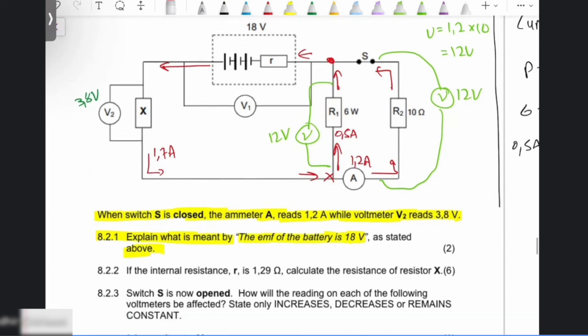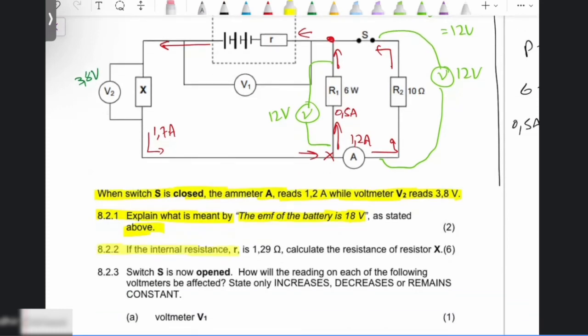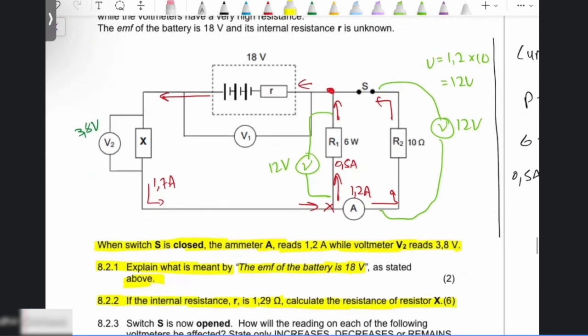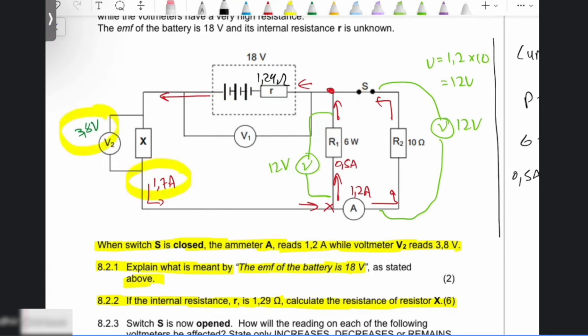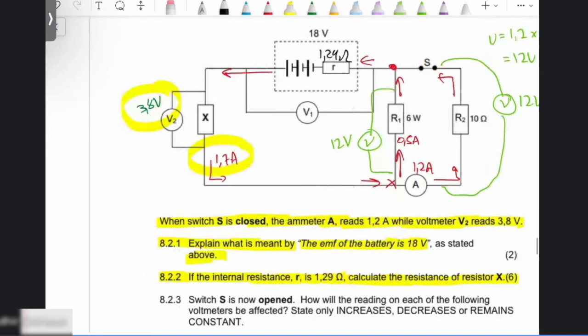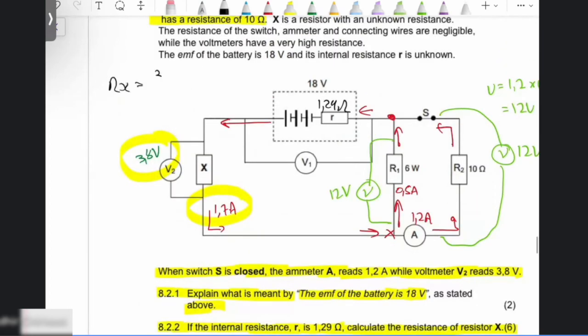Okay. So here it says, if the internal resistance r is 1.29, calculate the resistance of resistor X. Okay, so this is 1.29 ohms, and they want us to calculate the resistance of resistor X. We didn't even need that. Honestly, we did not even need that. All we had to do is, now we already know that the current is 1.7, the voltage is 3.8. Easy stuff for us. So now we're going to say that resistor X is just going to be voltage over the current of 1.7, and we're done.